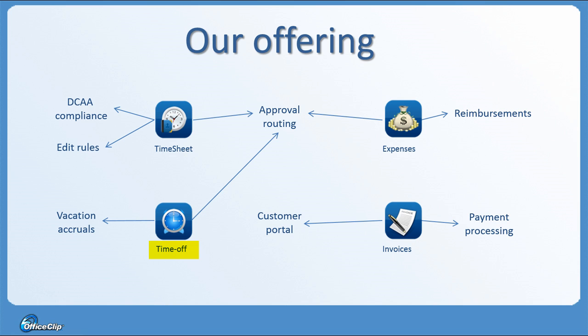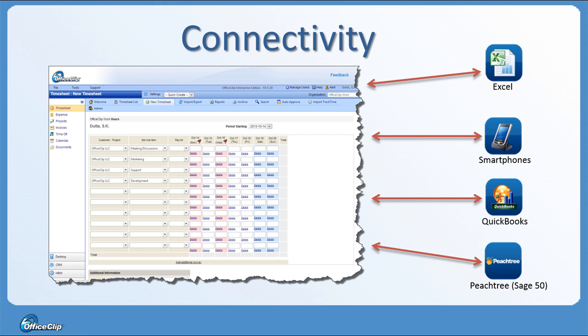The Time Off module keeps track of paid time off and vacation accruals. The Expense Management module records the expenses and keeps track of reimbursements. OfficeClip also has an invoice module to bill customers for time worked on the projects. OfficeClip products can be used on smartphones, and they export to QuickBooks, Sage 50, and Excel spreadsheets as well.